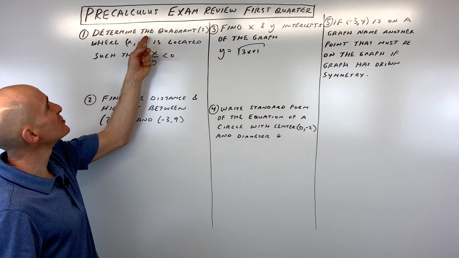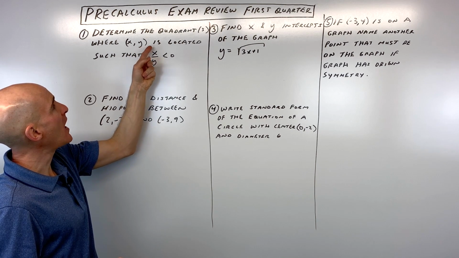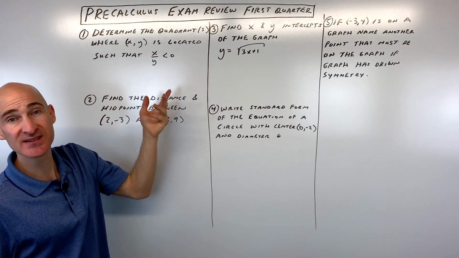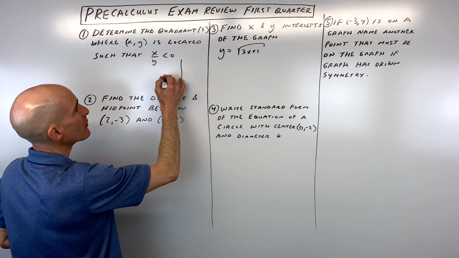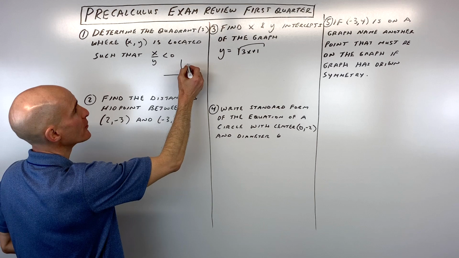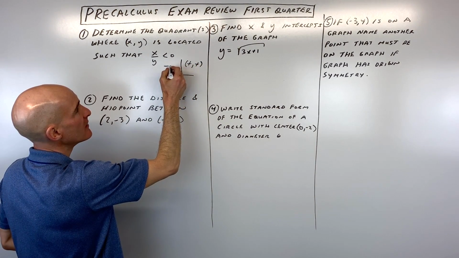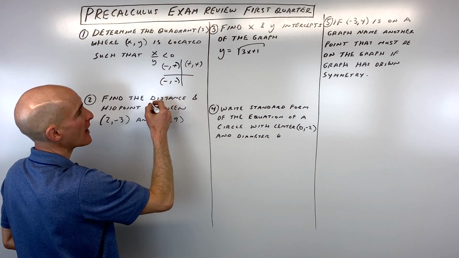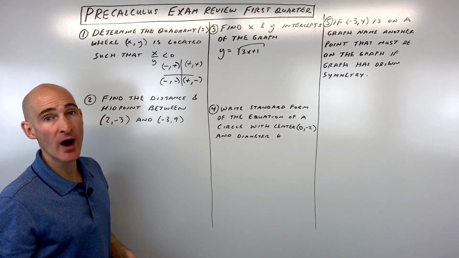So number one says, determine the quadrant or quadrants where the coordinate x, y is located such that x divided by y is less than 0. Okay, so what they're testing us on here is that we're familiar with our four quadrants. In the first quadrant, the x is positive and the y is positive. In the second quadrant, the x is negative and the y is positive. In the third quadrant, both the x and the y are negative. And in the fourth quadrant, the x is positive and the y is negative.